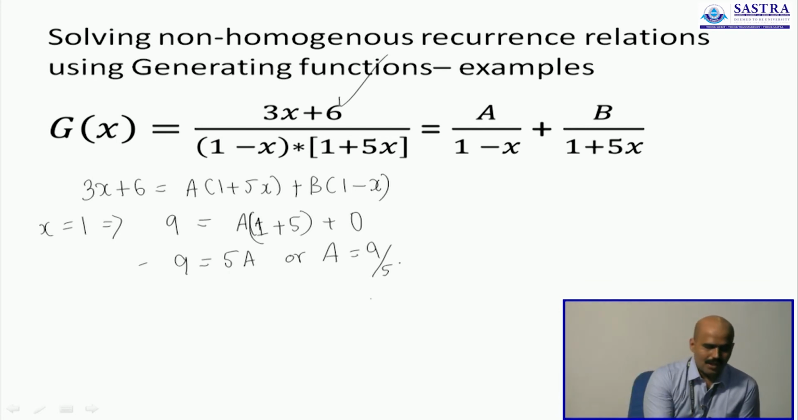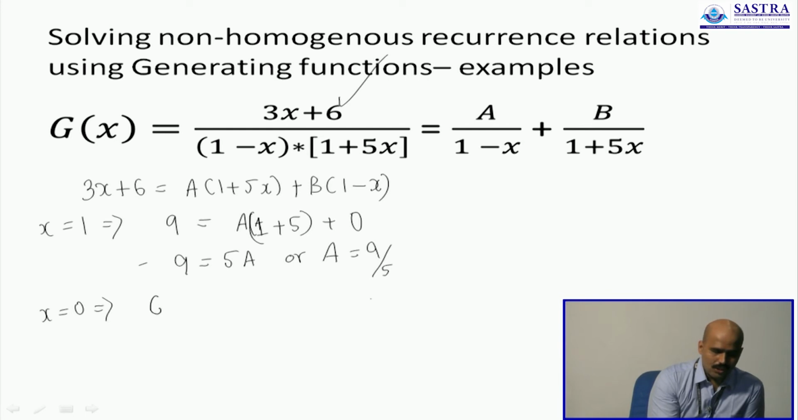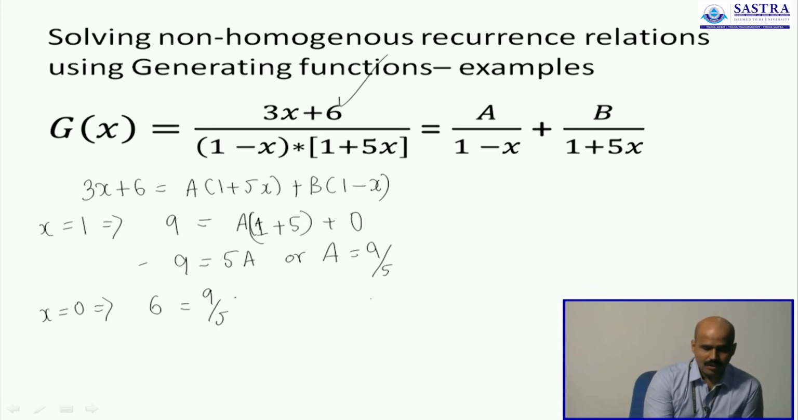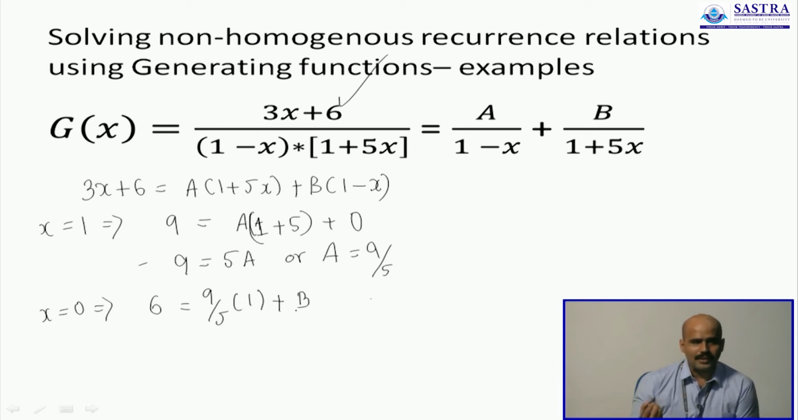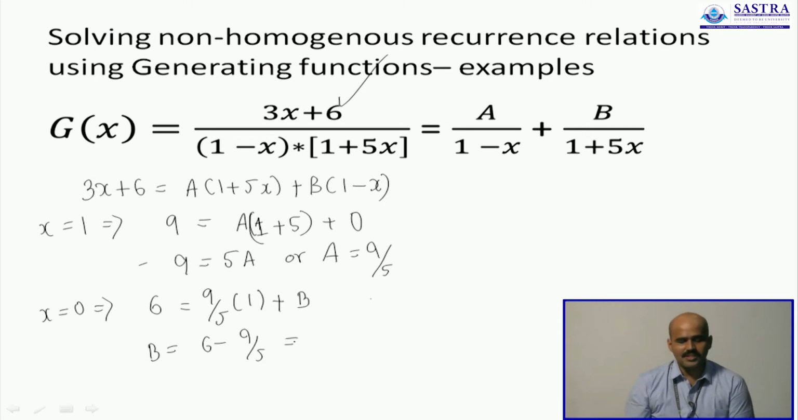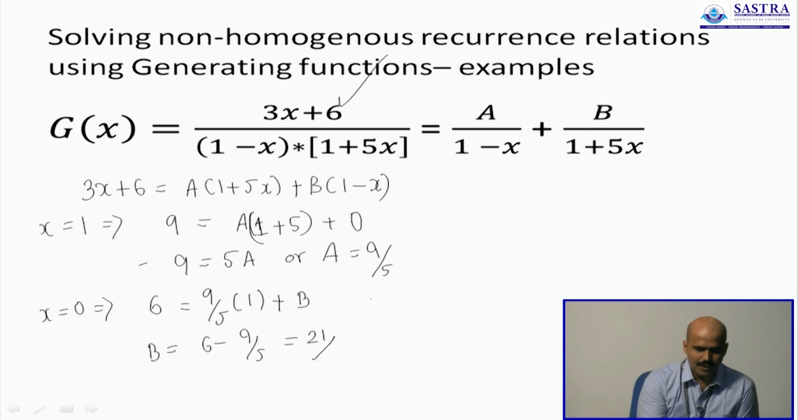To find b, I'll just use x as 0. Now if x is 0, the LHS comes down to 6. So 6 is, a is 9 by 5, so it's 9 by 5 times 1 plus 0, that is 9 by 5, plus b times 1 minus 0, that's once again b. So b is going to be 6 minus 9 by 5. 6 minus 9 by 5 is easy. 6 is 30 by 5. 30 by 5 minus 9 by 5 is just 21 by 5.